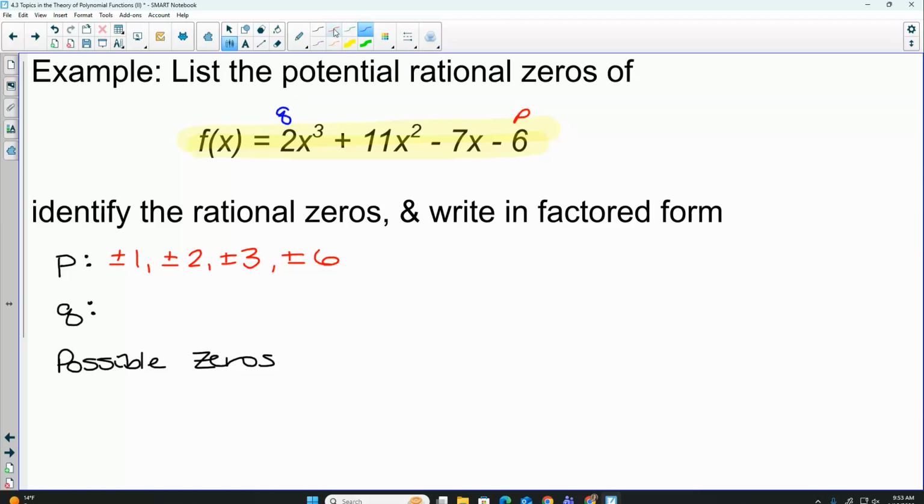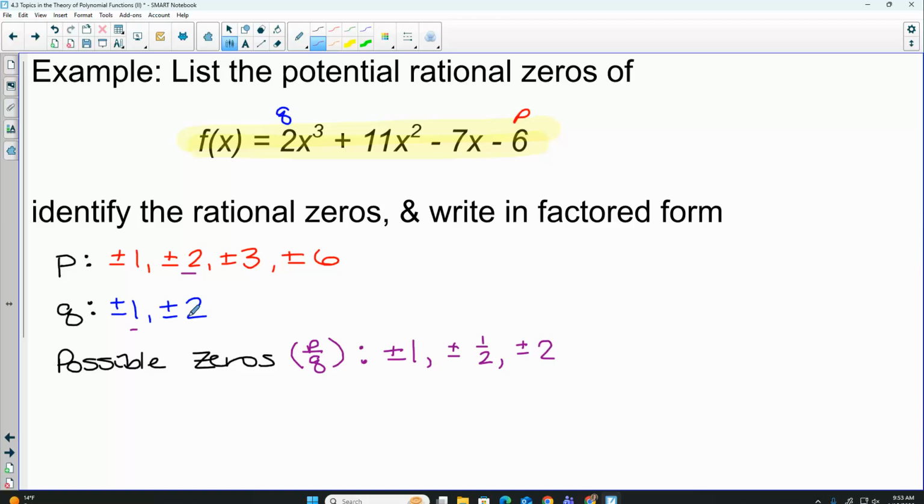Okay, what goes into 2 evenly? 2 and 1. Again, could be positive or negative. To get the possible zeros, we do P divided by Q. So each P over each Q. So 1 divided by 1 is 1. Again, can be plus and minus. Everything always gets plus and minus in this list. Or you could have 1 over 2. Okay, I could do 2 divided by 1. 2 divided by 2 is 1.